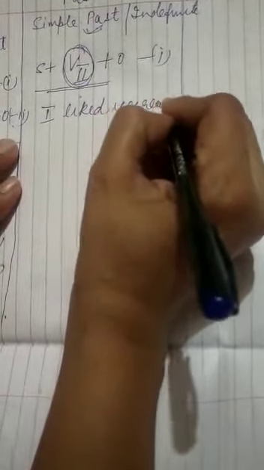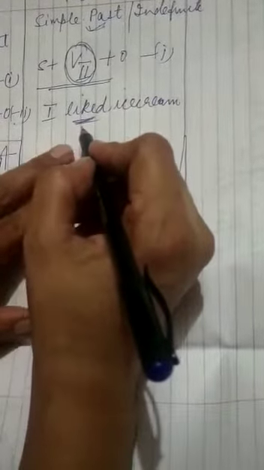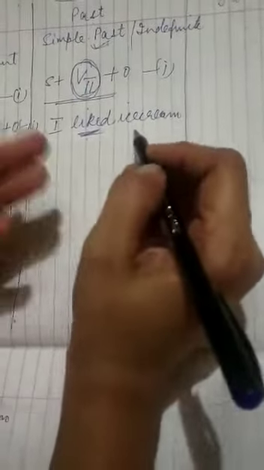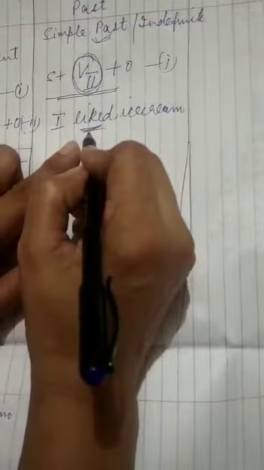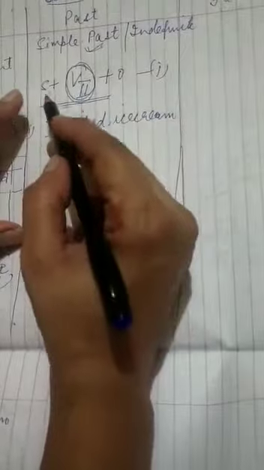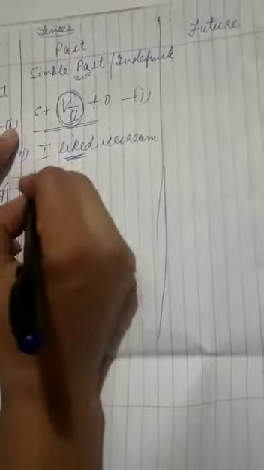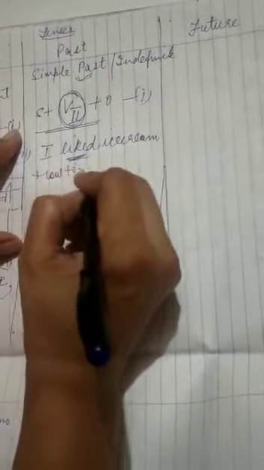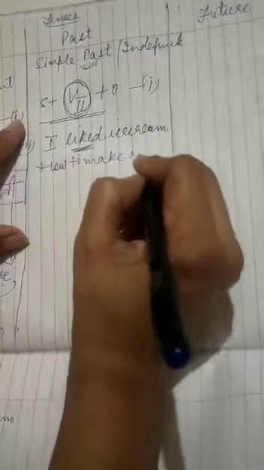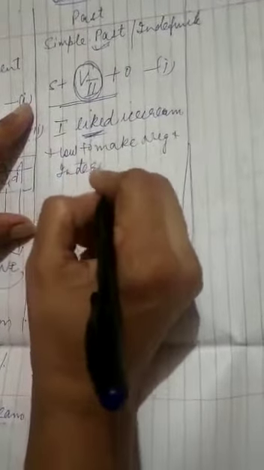Children, from the verb you can easily tell whether the tense is simple present or simple past. If there is the first form of the verb used, it means it is simple present. If the second form of the verb is used, it means it is simple past. So this is the rule of simple past, subject plus second form of the verb plus object. Now how to make negative and interrogative.